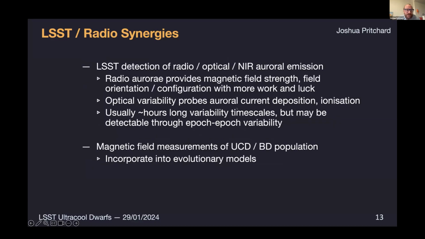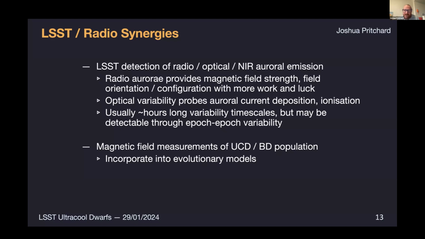And on the science side of things, I'm really interested in the capability of LSST to detect the radio and the optical and infrared emission from these aurorae. On the radio side, we can provide a magnetic field strength from the emission frequency, and also with a little bit more work and modeling, perhaps get to the orientation and the configuration of the magnetic field. But on the optical side, the optical variability can probe how much of an auroral current is being deposited into the atmosphere and where that is occurring, and also the ionization fraction of the atmosphere.